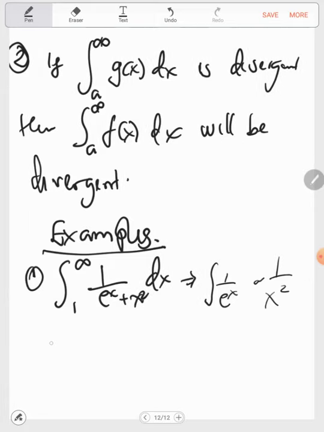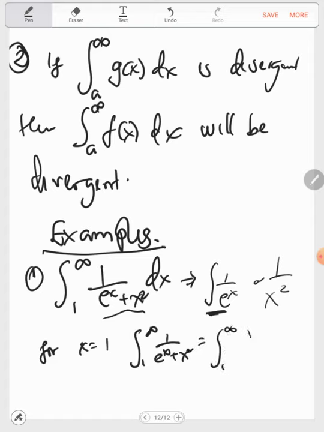Now if we compare it to this function, which one will be bigger? The one that we've been given or this function? Now, you can put in any values. Say, for x equal to 1, what do you think? The integral of 1 over e^x plus x squared will be equal to the integral of 1 over e to the power 1, which is e, plus 1.